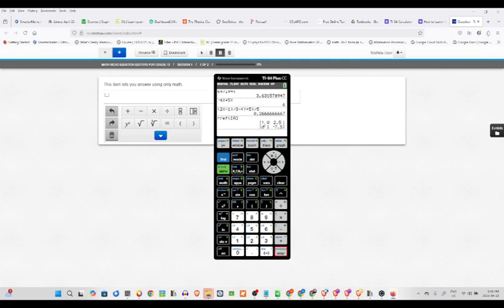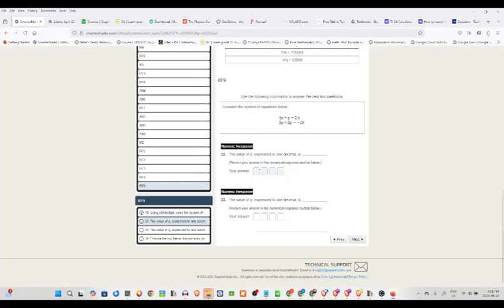And that gives us, our first variable is 2.5 and our second is negative 7.5. We were asked for 1 decimal. So 2.5 and negative 7.5 are perfectly acceptable.